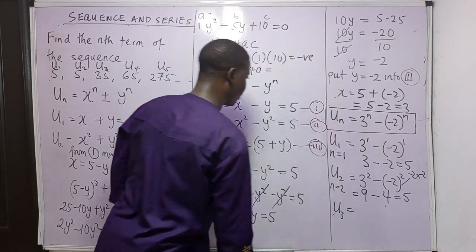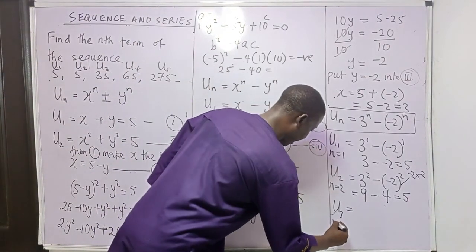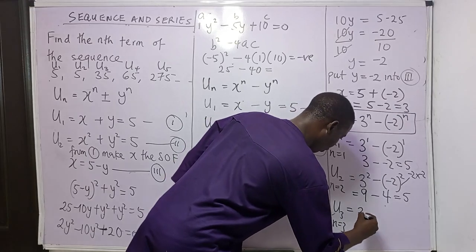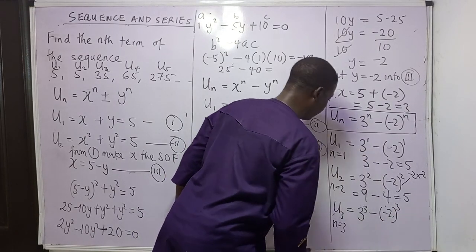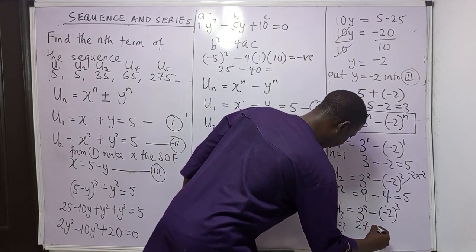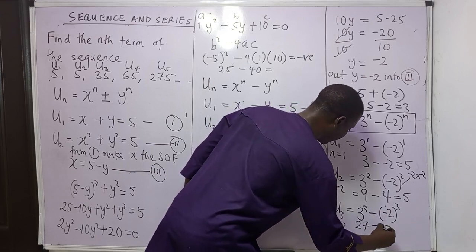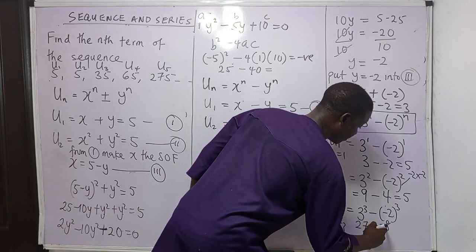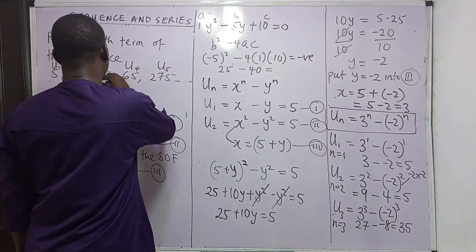Let's test the third term. The third term is when n equals 3. So 3 raised to 3 minus 2 raised to 3. Now this one will give us 27 minus, since minus 2 raised to 3 is simply minus 8, minus times minus is plus, and that will give us 35. I think that one is correct.